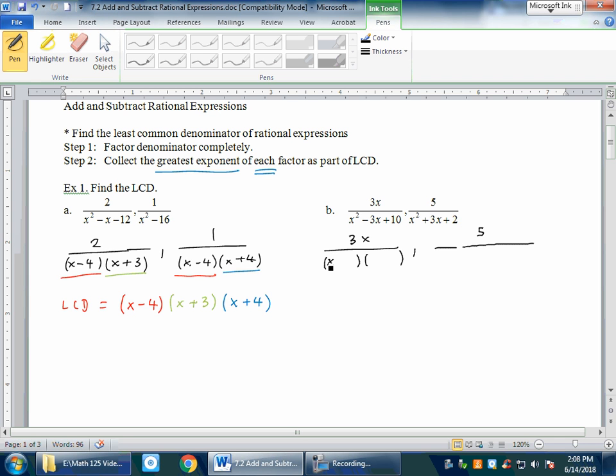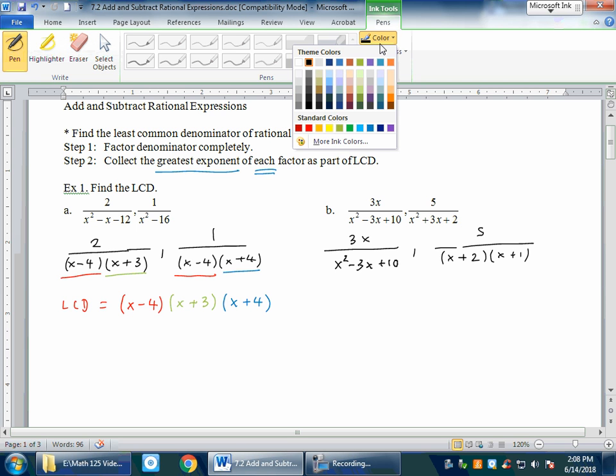Okay, so therefore in this example B, the first fraction, the denominator is not factorable, and the second fraction is factorable, which will give me x plus 2 and then x plus 1. So therefore, when it's not factorable, we will just write it down as what? A trinomial, something that is not factorable. x squared minus 3x plus 10.